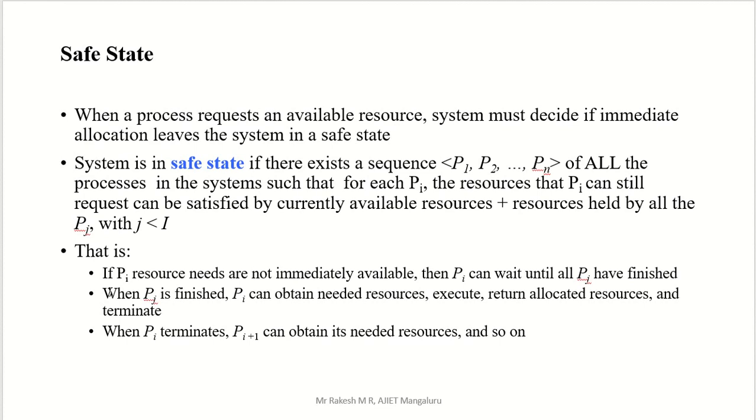See here, they have given three points. If Pi's resource needs are not immediately available, then Pi can wait until all Pj have finished. That means Pi is requesting some resource, but that resource is given to Pj. So Pj uses that resource and releases it. After that only Pi can use that resource. That is the safe state method.